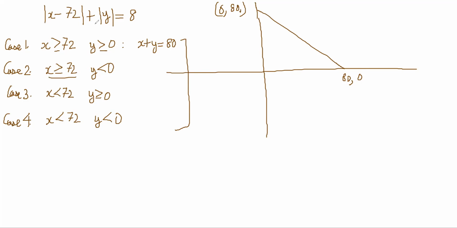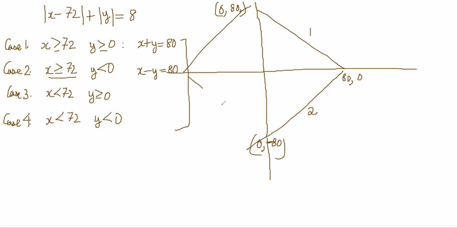This will be x minus 72 minus y is equal to 8, so x minus y is equal to 80. So basically y is equal to x minus 80. So this line will be somewhere like this. This is 0 comma minus 80. This is the second line. This is the first line. Are you getting the sense? It will be this only. This is A3.